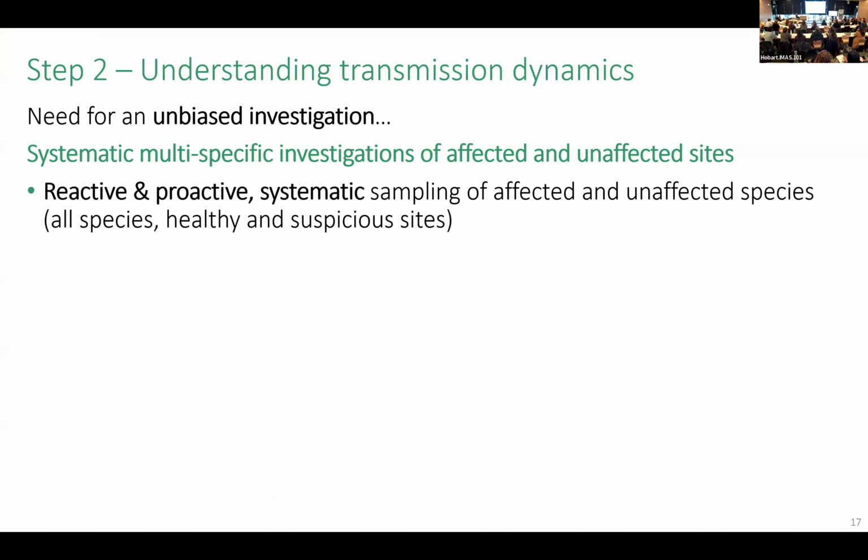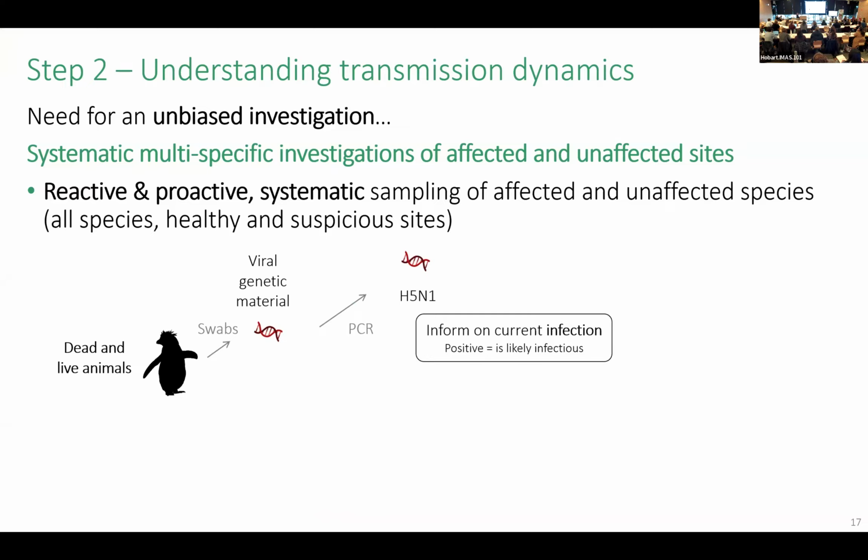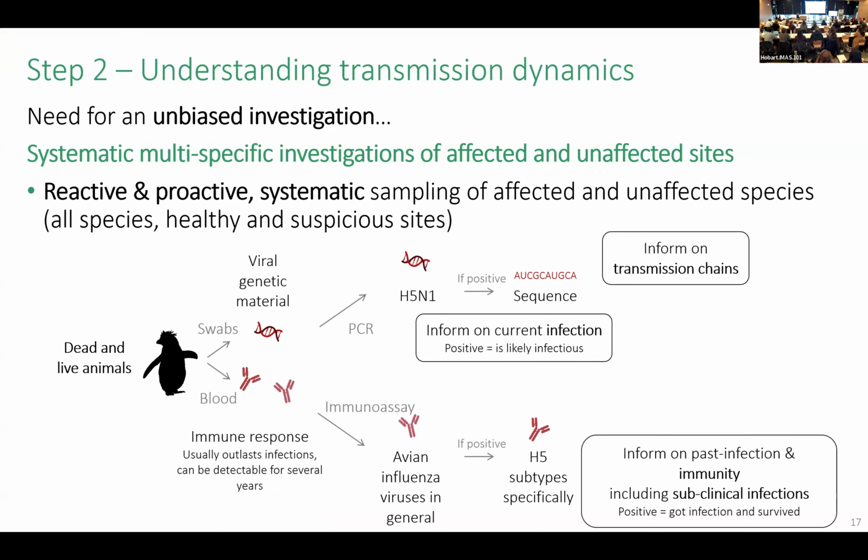As I was mentioning, this approach is really reactive and proactive at the same time, and it's more systematic. So we sample not only the affected animals, but a bit of everything. Sampling dead and live animals, we use 2 different approaches. The one that Ralph was referring to most is swabbing the animals to look for the virus by PCR, and then if we have positive samples, sequencing them so we can get information on transmission chains. On the other hand, we also collect blood so we can look for the immune response of the animals.